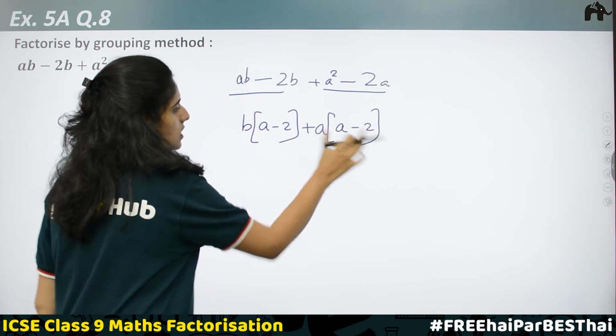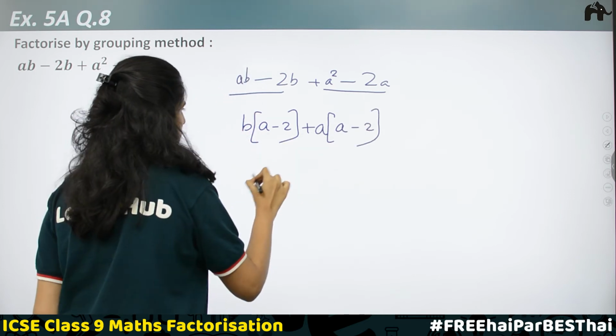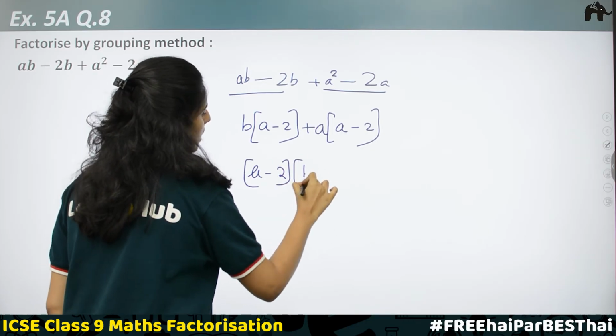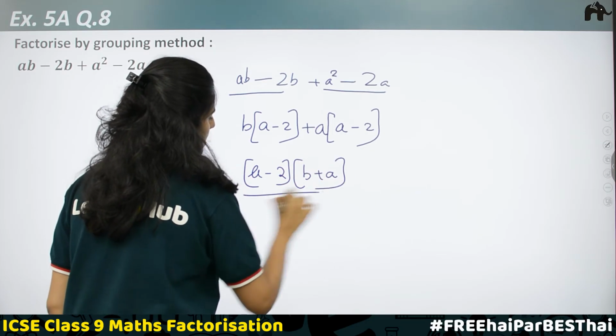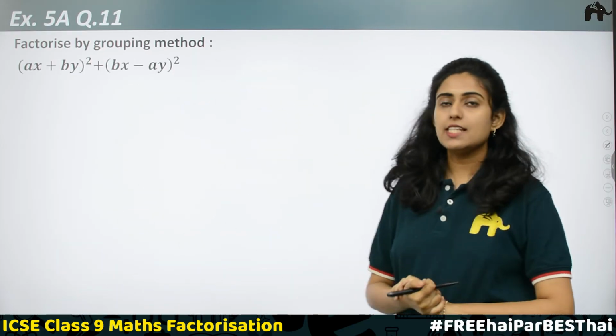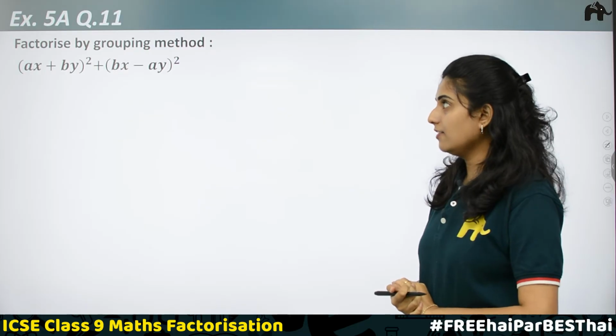So (a minus 2) is in both these terms. (a minus 2) can be taken out. (a minus 2) into (b plus a). So this is the answer. (a minus 2) into (b plus a). Clear?